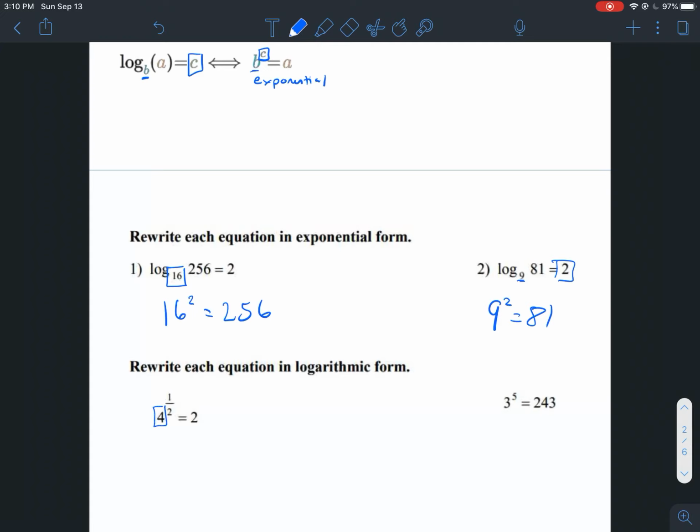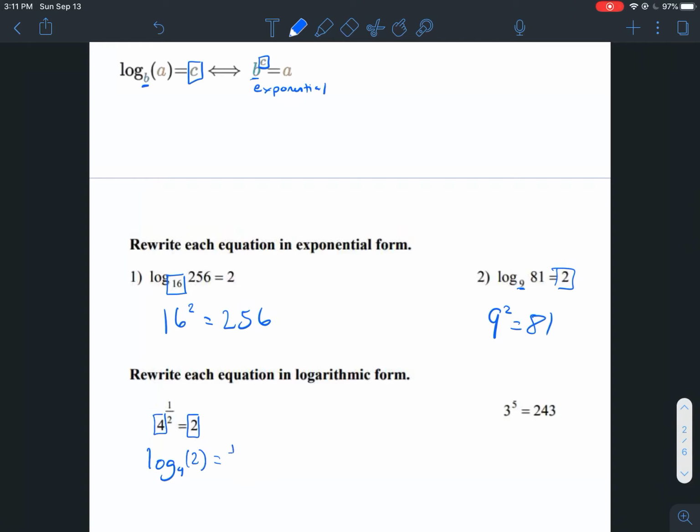Now they want us to write it in logarithmic form. So let's start. We know we're going to have a base of 4, so we're going to have log, and then you make the 4 small. And then what's inside the log is your answer, 2. And then that's going to equal the exponent, which is 1/2. Let's try the next one. We got a base 3, so log base 3 of 256.